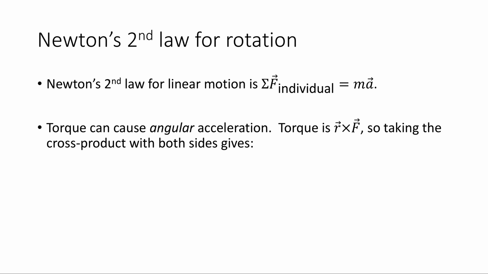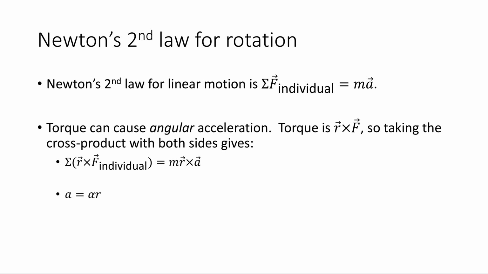second law above. We know that torque is the position vector crossed with the forces. So taking the cross product of this equation above with position on both sides gives the sum of the position vectors crossed with each force is equal to mass times r cross a. We can simplify this a little bit by recognizing that the magnitudes of the angular and linear accelerations are related.